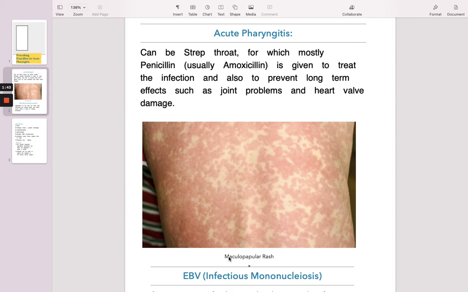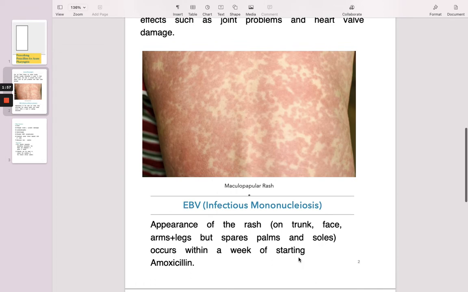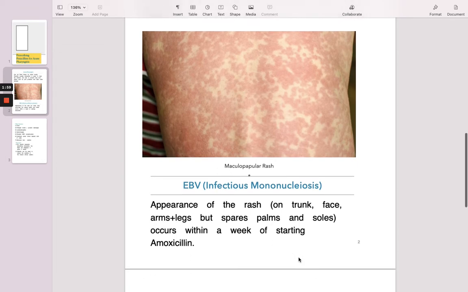This is called a maculopapular rash. It appears on the trunk, meaning the back, the chest area, the abdomen area, as well as arms and legs. It spares palms and soles. Also appears on the face as well.